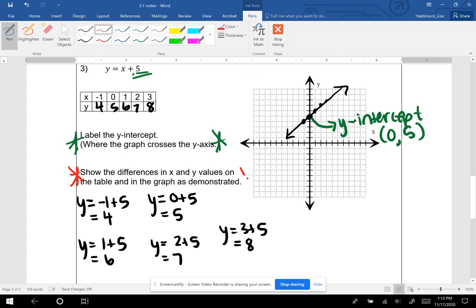Then it says to show the differences in x and y values on the table and the graph. Well, x's go up by 1, and y's go up by 1. Okay, so look at our graph. Starting at the leftmost point, it does go up 1 and over 1, up 1 and over 1. So there's a change of 1 and 1 for x and for y. And that's it for this problem.